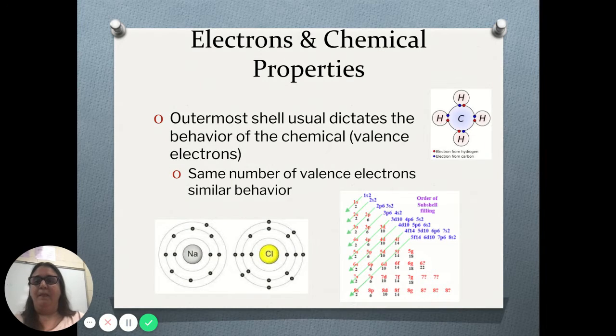That outermost shell is what is going to usually tell us how this element is going to behave. We call that outermost shell and the electrons in it the valence electrons. If elements have a similar number of valence electrons, they will have similar behaviors.